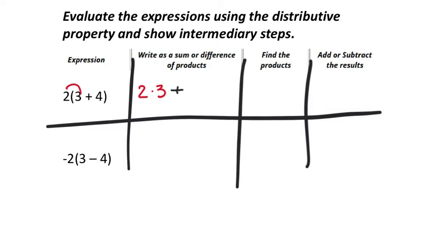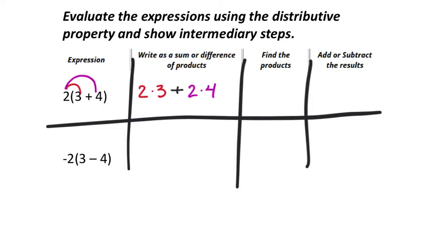And again, the operation does not change. It's still going to be addition. And then I would do 2 times 4 next. 2 times 4. So this is the sum of products. Sum because it's addition. None of these are negative, so I don't have any parentheses yet from the multiplication. There's no need for the parentheses.